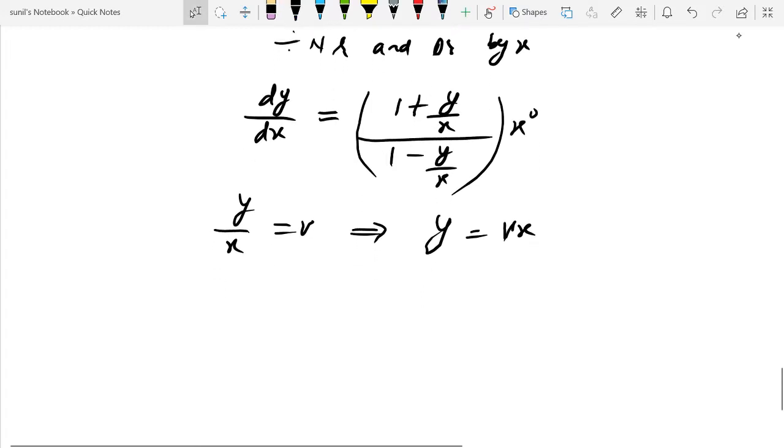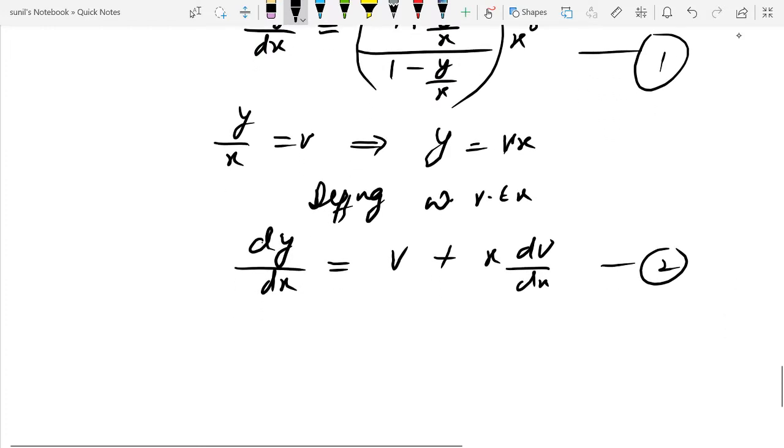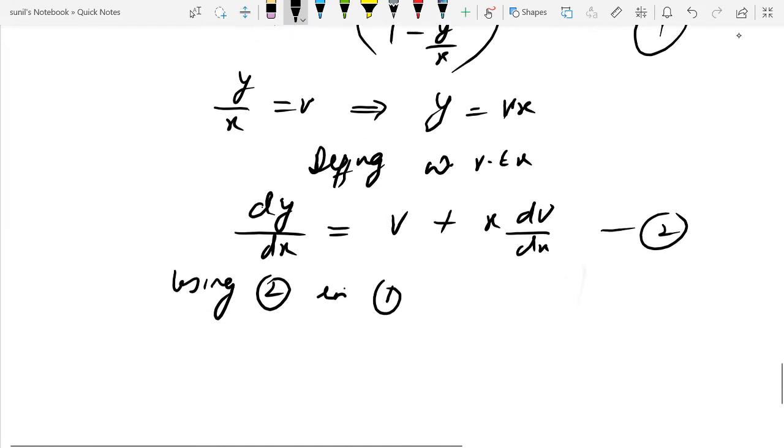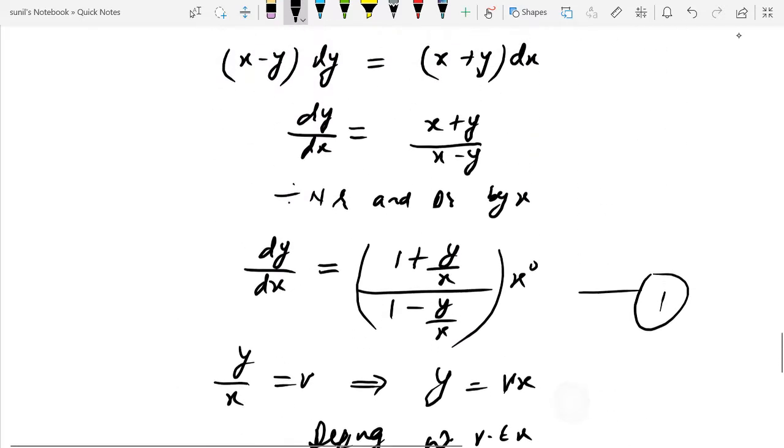Now differentiating with respect to x, so dy by dx is equal to v plus x dv by dx. Let it be 1 and let it be 2. Now using 2 in 1, that is v plus x dv by dx is equal to 1 plus v upon 1 minus v. I hope yes.